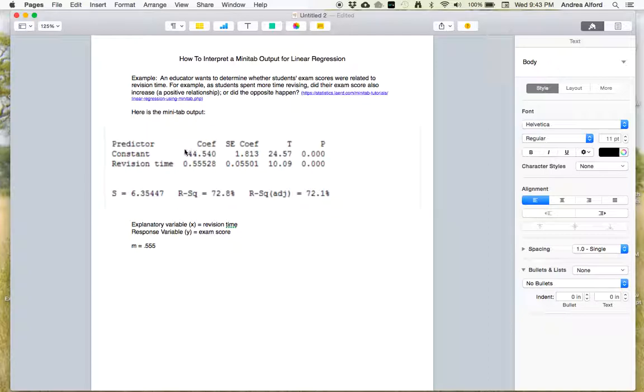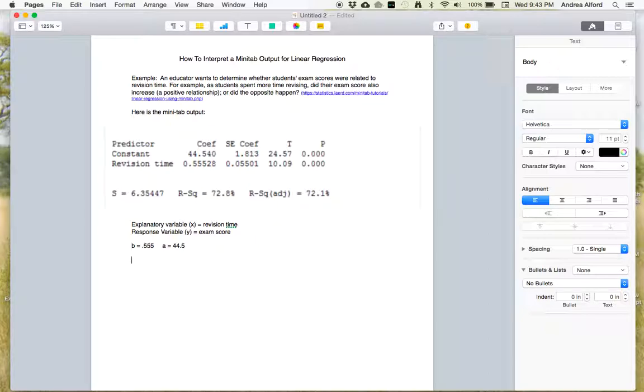This value, where it says constant, is always equal to your y-intercept. So in this case, a is equal to 44.5. Now, if you were paying attention, you'll notice I originally wrote slope as m, and then I remembered, oh wait a minute, we're in statistics class. So that means slope is b, y-intercept is a. So what's the equation of my regression line?